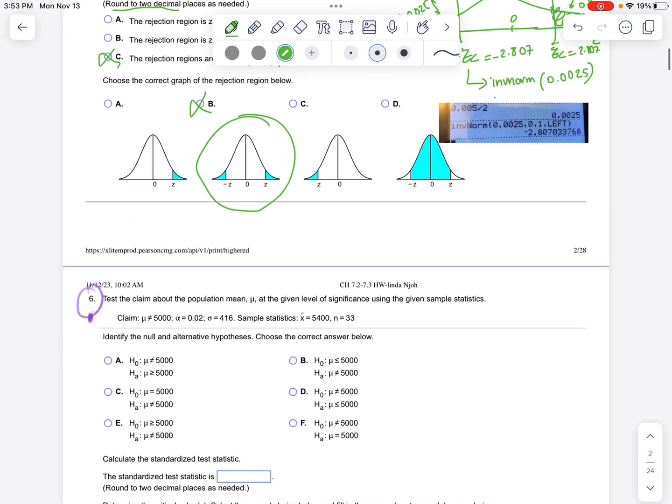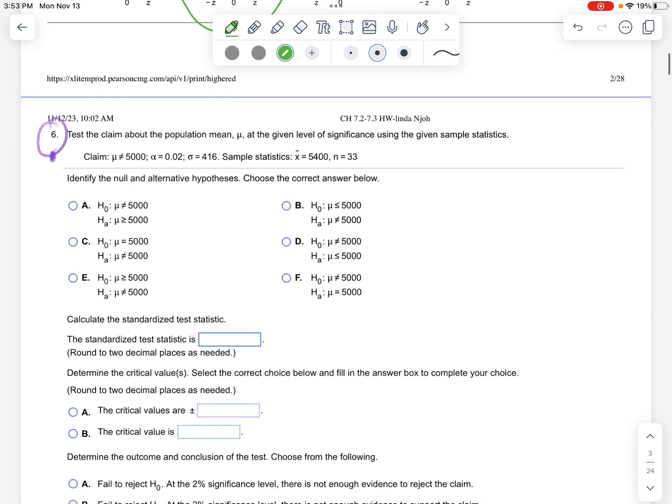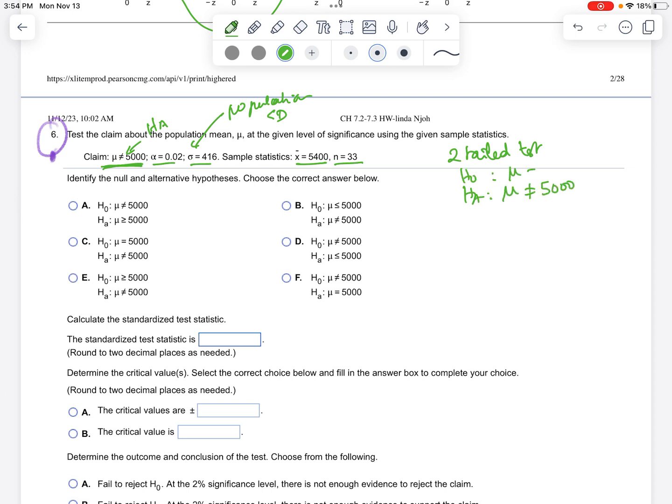Okay, let's look at doing a test. So test the claim about the population mean. Yeah, there goes the claim, mu different than. So it's a two-tail test. And this is the alternative, different than. They give you alpha, they give you sigma, they give you the population standard deviation. I need everybody to notice that. The sample statistics are right here. Okay, so mu different than, if HA is mu different than 5,000, then H0 is going to be mu equal to 5,000. So let's find that really quickly.